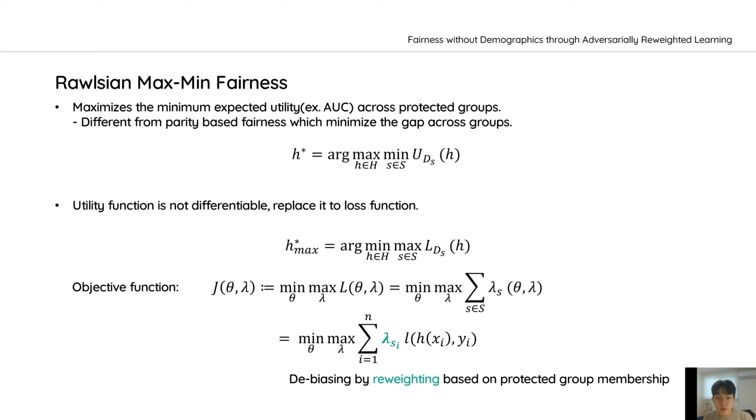And bringing the idea from reweighting and adversarial learning, the objective function can be defined as the sum of lambda s_i multiplied by the loss of the model. And training is conducted by training theta to minimize the objective and training lambda to maximize the objective to focus on high weight data points. So prior works reweight based on protected group memberships to debias the model. However, in our case, we don't know protected group membership, so we cannot reweight based on protected group membership.